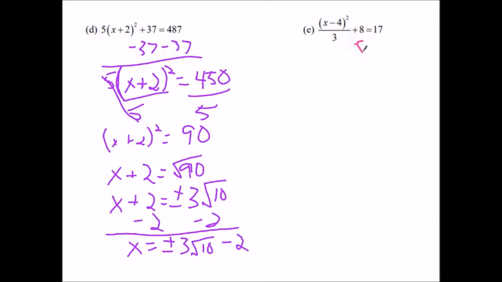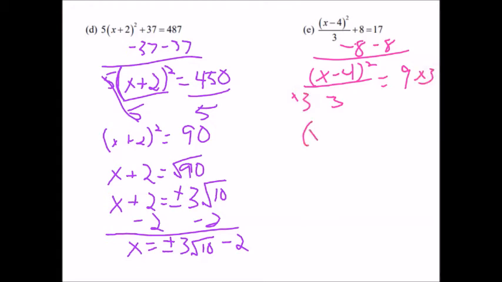All right, for this one, I'm going to subtract 8. I get x minus 4 squared divided by 3 equals 9. I'm going to multiply by 3 to get x minus 4 squared is equal to 27. Take the square root.